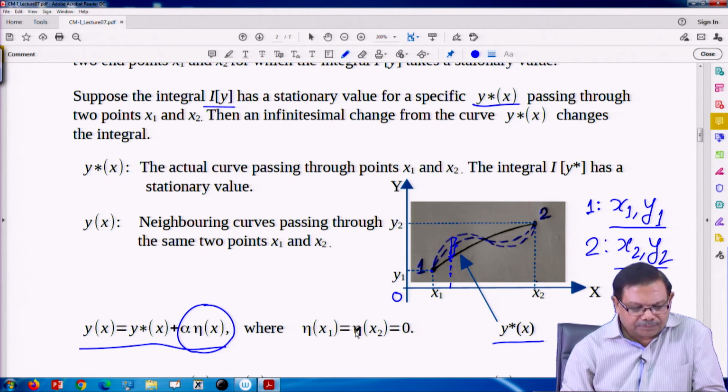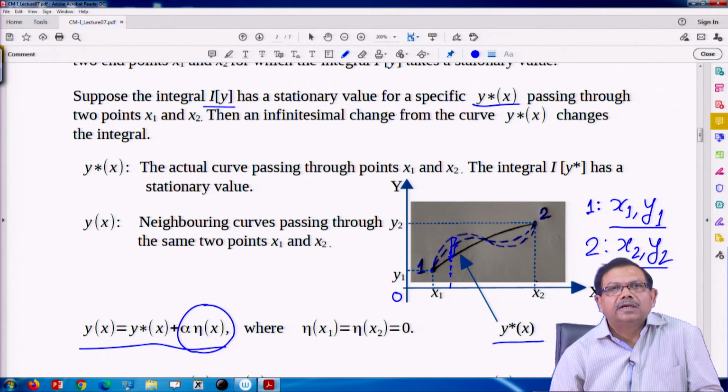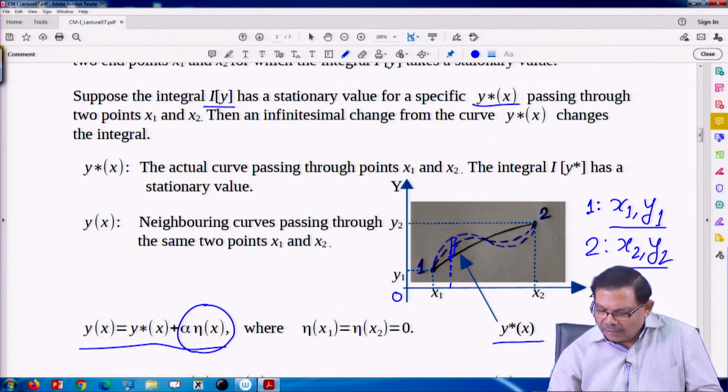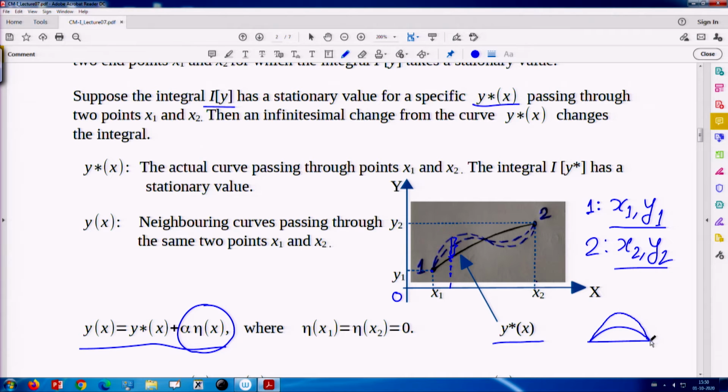Suppose I choose an extra curve that is added on y star, and let us say it is a parabola. Now, there could be many such parabolas passing through the same two ends, this one, and there could be another parabola. So, although the form of the curve is the same, it is a parabola.